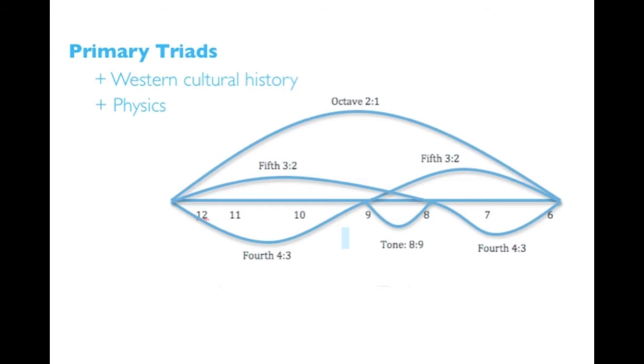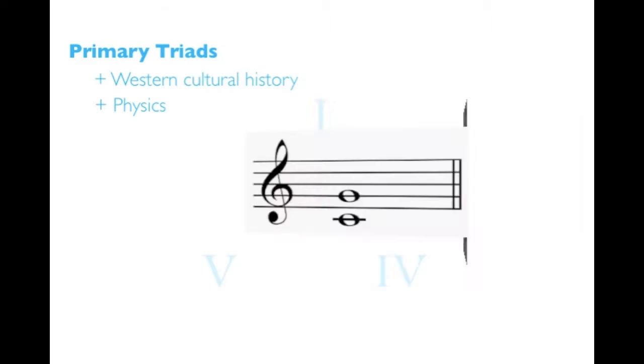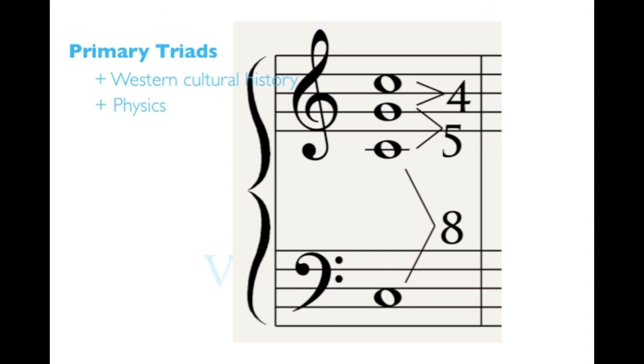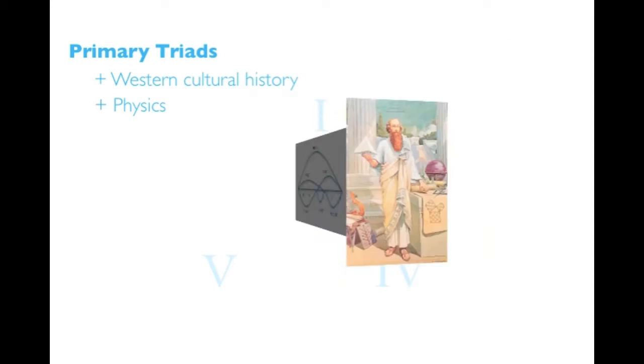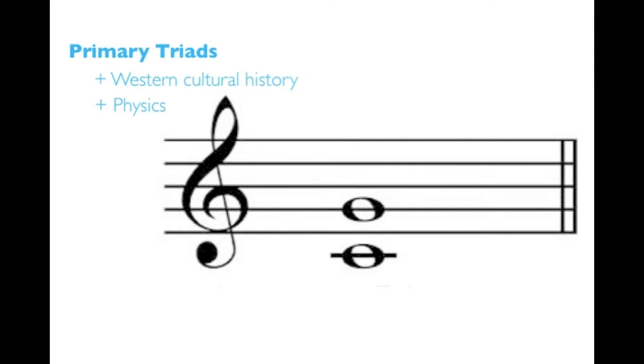In terms of mathematical proportions, the next harmonically pure interval is the fifth, or 3 to 2, and then the fourth, 4 to 3. It is no coincidence that these intervals are the first 3 heard in the harmonic series. And that is how we arrive at the importance of the perfect fifth in Western music.